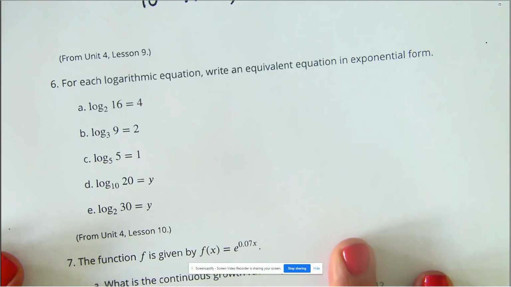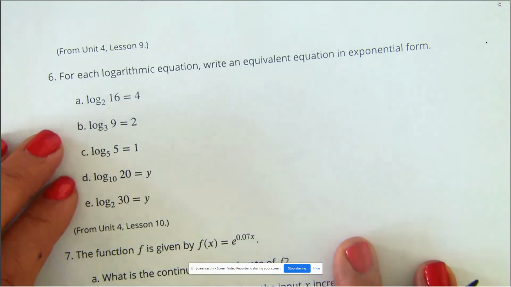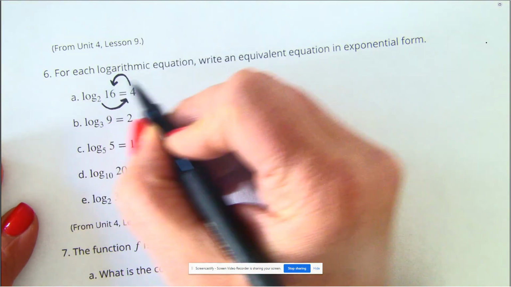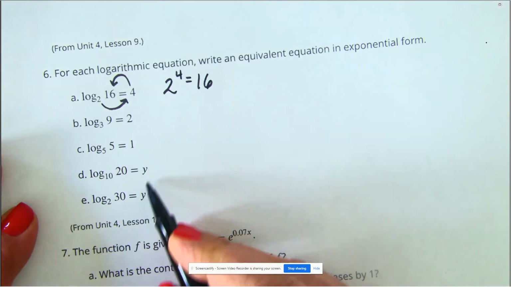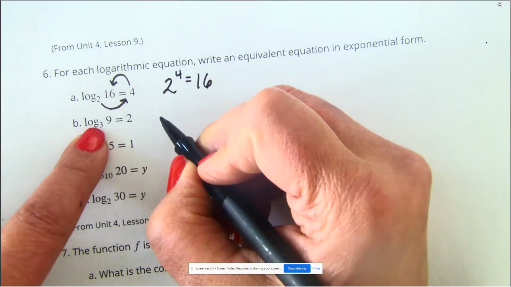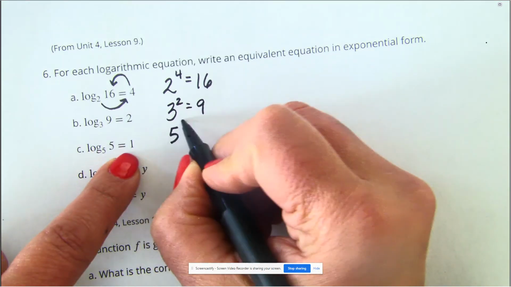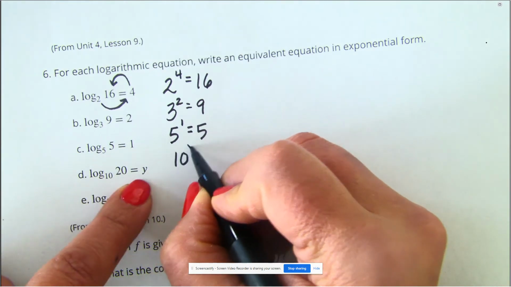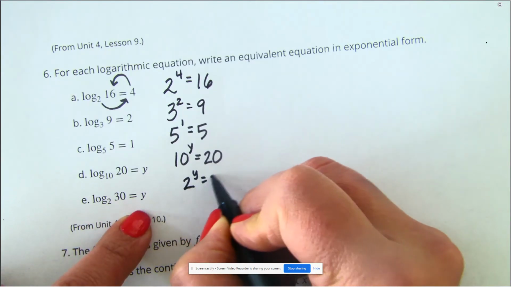Number 6. For each logarithmic equation, write an equivalent equation in exponential form. Again, I'm going to do that little circle thing. Look, 2 to the 4th is 16. And another, keep in mind, this is the power. The answer to a logarithm is the power you're raising the base to. So this is 3 squared equals 9. 5 to the 1st equals 5. This one, 10 to the y power equals 20. 2 to the y power equals 30.